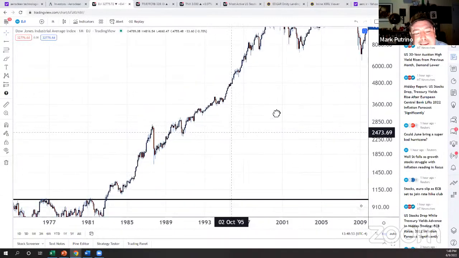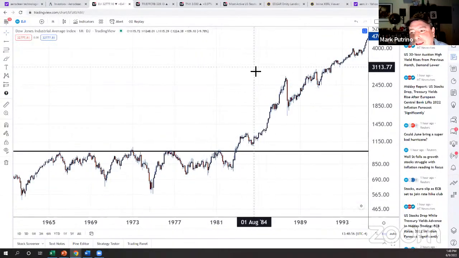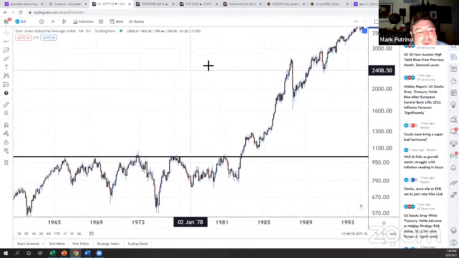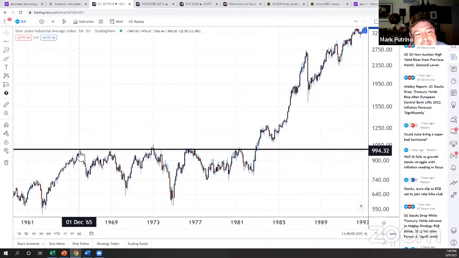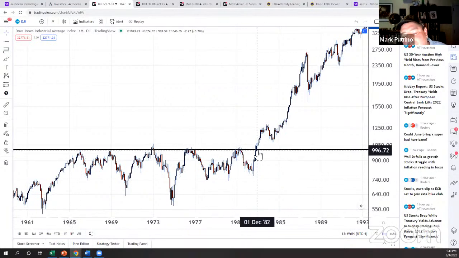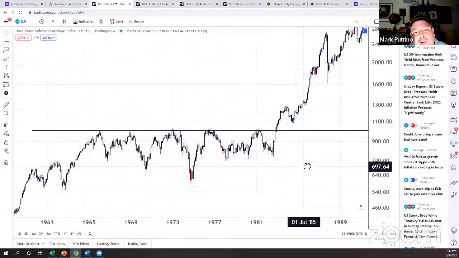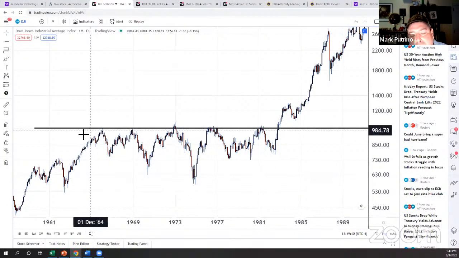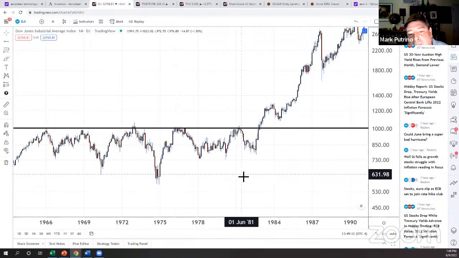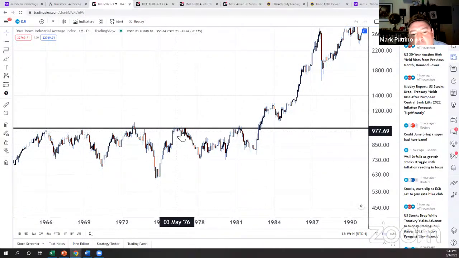Look at this. The Dow Jones first hit 1,000 in 1966, 1965. It didn't break it until 1982. So if you were buying and holding, you were holding for a long time before you saw any money being made. But this is all oil driven, right?